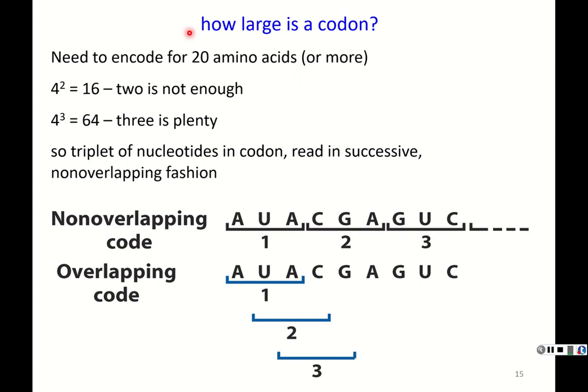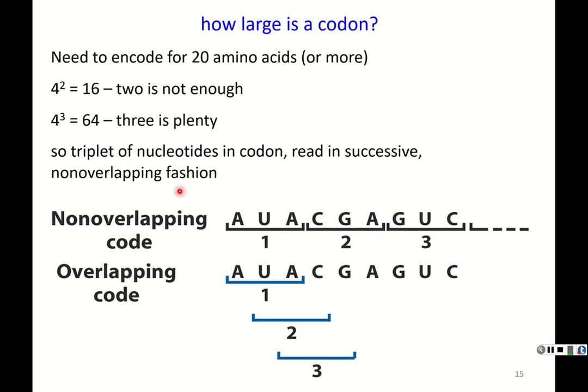You need to encode for 20 amino acids. So if you just do the numbers, if you tried to do 2 nucleotides, it would not be enough. You could only make a possible 16 combinations with that. With 3 nucleotides, you can make 64. So that's plenty to be able to code for 20 amino acids. That's one of the ways that they guessed that it was 3 nucleotides, just by doing the math.